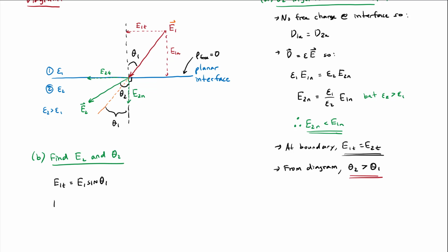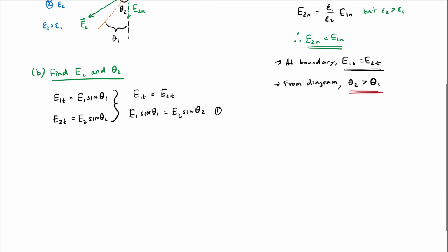We also know that E2t is going to be equal to E2 sine theta 2. But with the tangential boundary condition, we know that E1t has to be equal to E2t. So therefore we have E1 sine theta 1 is equal to E2 sine theta 2. And we call this equation 1. So that was the first step.